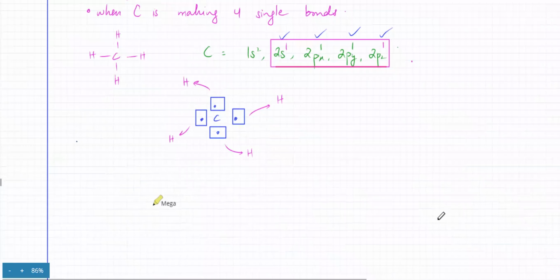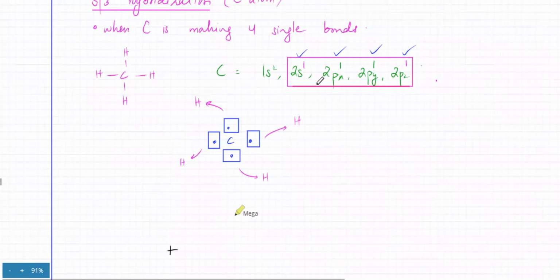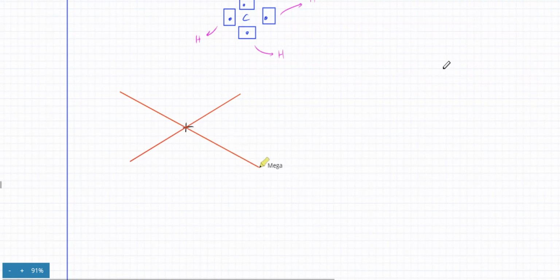Now what I'm going to do is draw carbon's actual orbitals, the outer shell. Carbon has a nucleus, right? Let's say there's a nucleus right in the middle. Carbon has 4 orbitals: S, Px, Py, and Pz. So I'm going to draw axes around this. This is, let's say, my x-axis, this is my y-axis, and over here this is my z-axis. So I have these 3 axes.